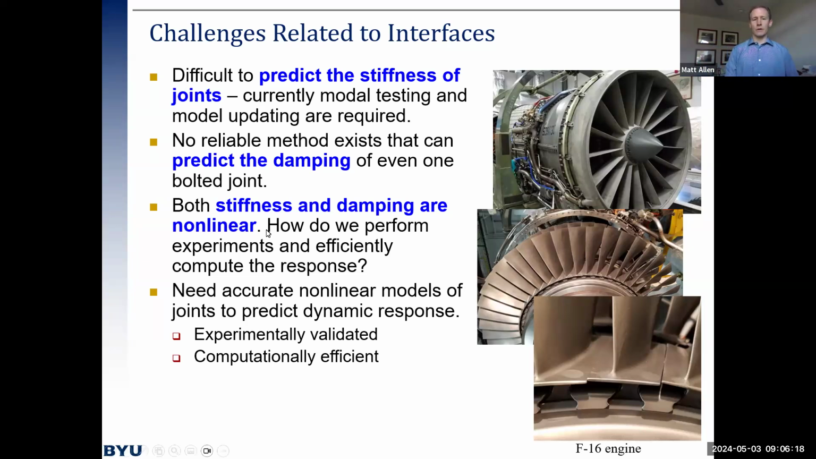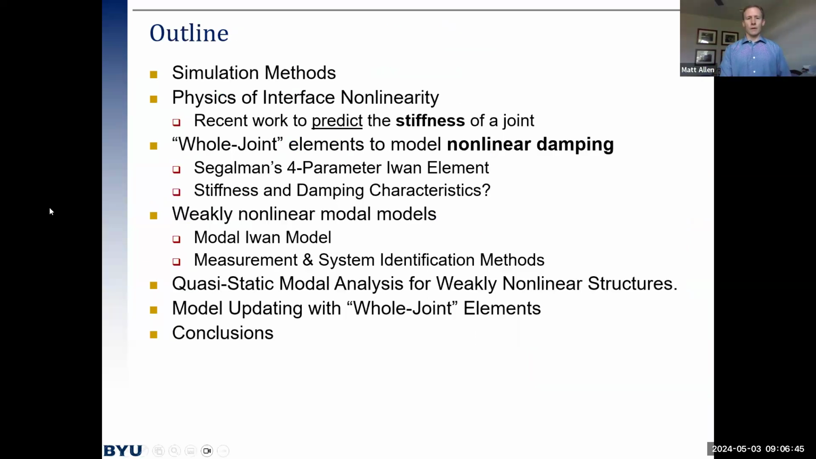Bolted joints are also a huge source of stiffness and damping and nonlinearity in a structure. And so how do we have to adjust our experimental methods, our modeling to account for that. So we need better ways of modeling joints, and better ways of correlating those models with experiments. And that's what I'm going to talk about today. So here are all the things we're going to hit. We'll talk about simulation methods. Anyway, we'll just dive right into all of that.